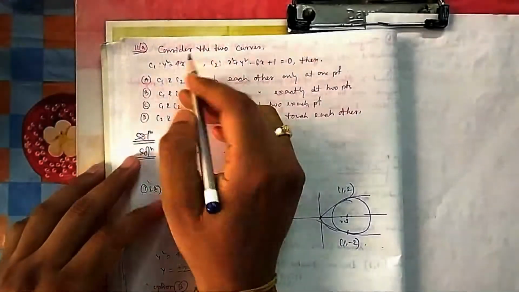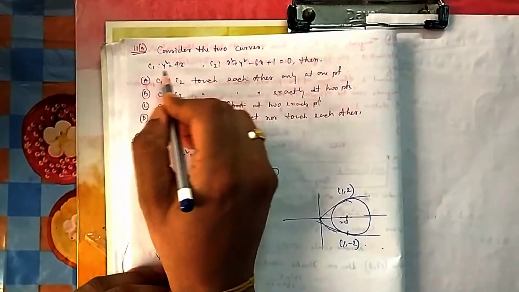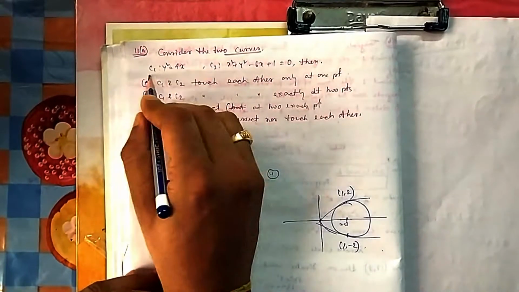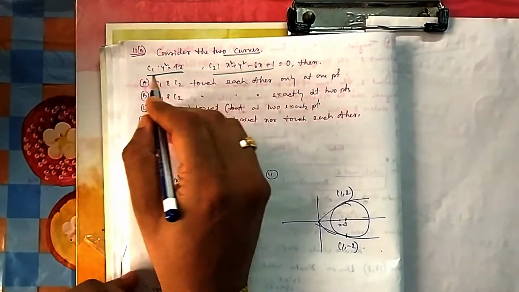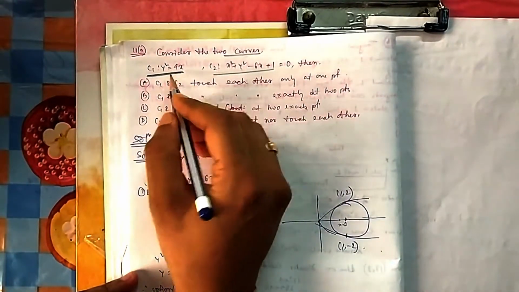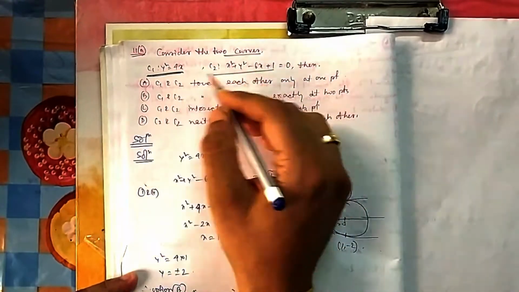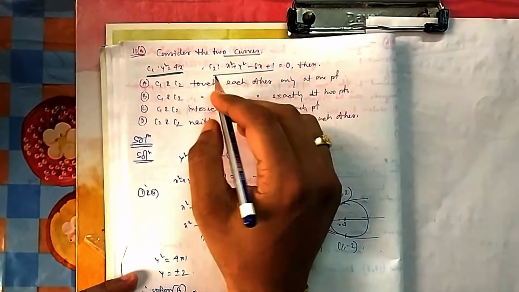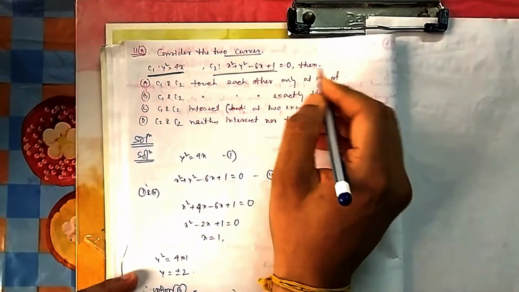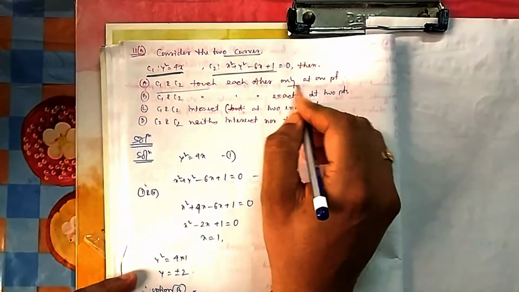If you see question number 11a, consider two curves. One is given this, one is given this. This one I have not shown you yet. This is a parabola. We will see it later, after the circle, as the next topic is parabola. So this is a circle. Then this touches each other only at one point.